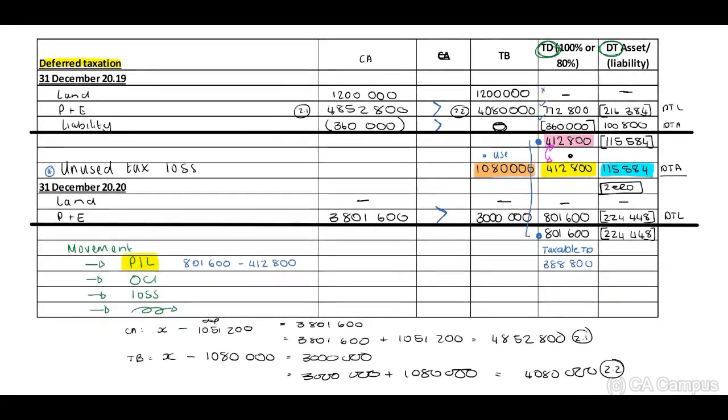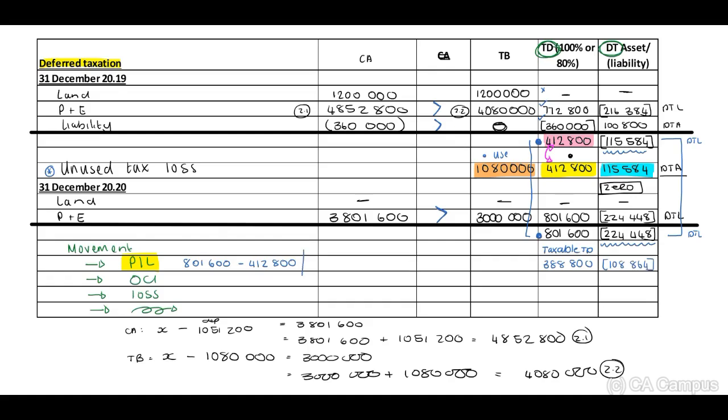And this is a taxable temporary difference. Now the same, when we look at our deferred tax column, there is an increase. A deferred tax liability amount of 115,584 will increase to the deferred tax of 224,448. And this is an amount of 108,864. Okay guys, there is an increase.